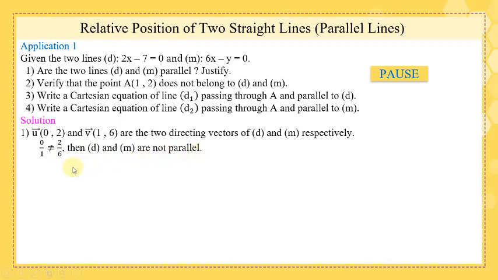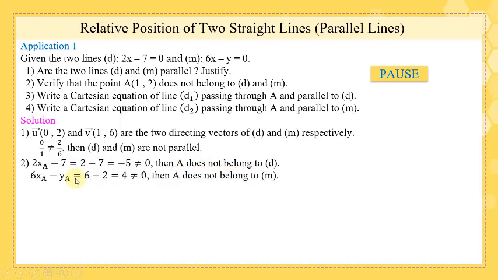As to part 2, we substitute the coordinates of point A in the equation of line D first, so we get 2xA minus 7, which is equal to 2 minus 7, which is equal to minus 5. It is not equal to 0, then A does not belong to line D. Also, we substitute the coordinates of point A in the equation of line M. So we get 6xA minus yA, which is equal to 6 minus 2, which is equal to 4, does not equal 0, then point A does not belong to line M.